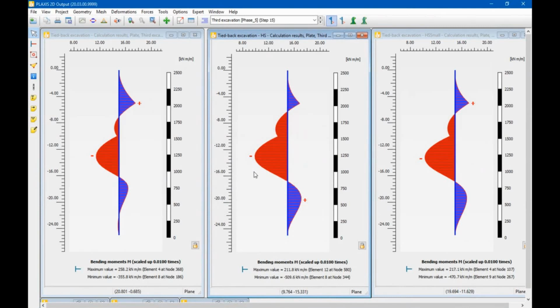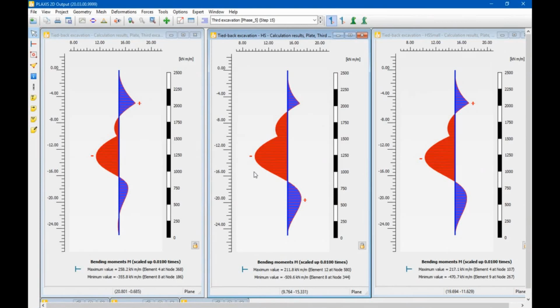They look very much the same, but they are not. If you look in the title bar at the values, for instance at the field moment, the maximum value drawn here in red, the Mohr-Coulomb model gives a maximum value of minus 355 kilonewton meter. With hardening soil, I get 508, and with HS small, I get 470. So this is quite significant.